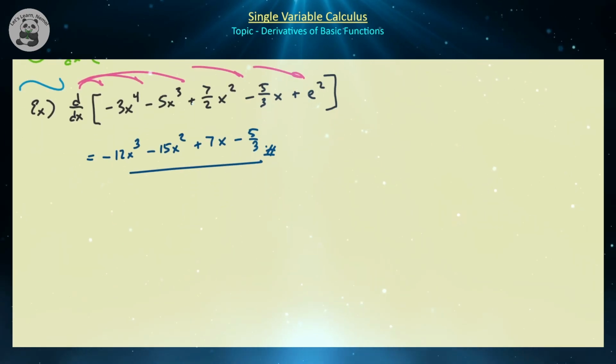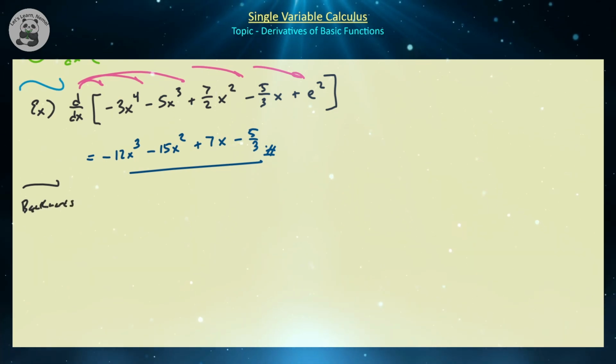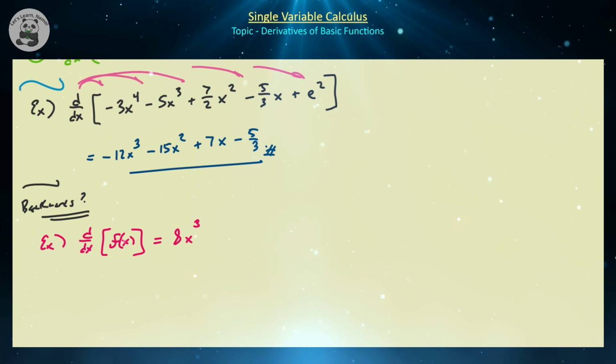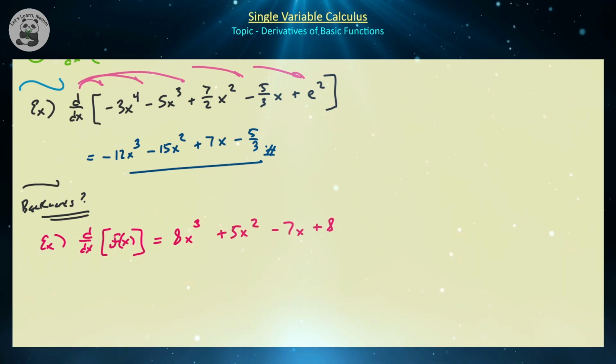Now, one can ask, is it possible that we can go backwards? And the answer is yes, as long as you're familiar with the functions that you're working with. So let's assume that somebody asks you, okay, the derivative of some unknown function, let's give it a name f, was equal to 8x cubed plus 5x squared minus 7x plus 8. What was that function equal to?